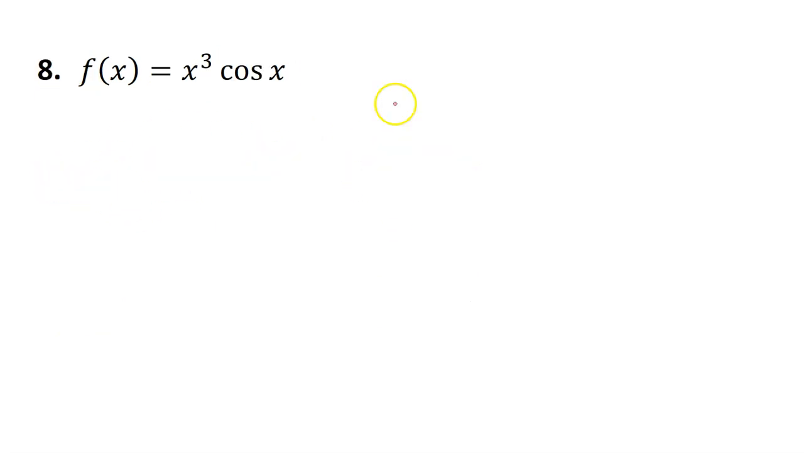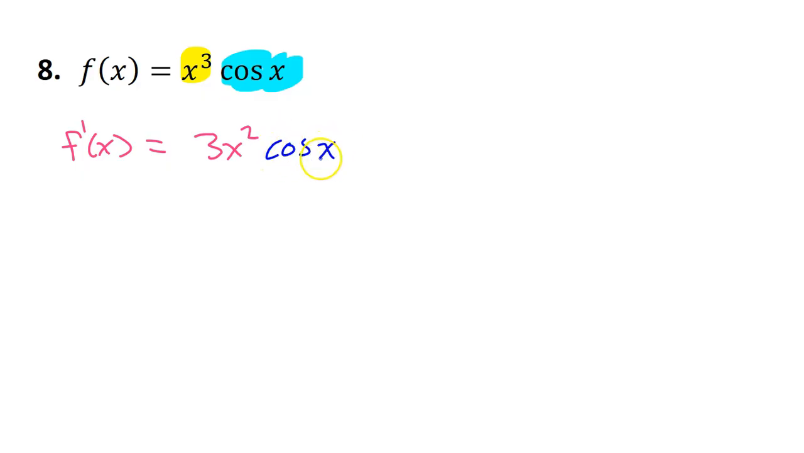For number 8, we will need the product rule. We have the yellow factor times the blue factor. We are going to find the derivative by taking turns with that derivative. The derivative of the yellow function is 3x squared. And the first time through, we leave the blue function alone. And we put a plus. Second time through, we leave the yellow function alone. And we multiply by the derivative of the blue function.